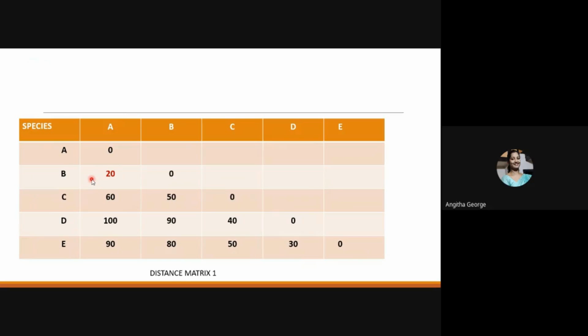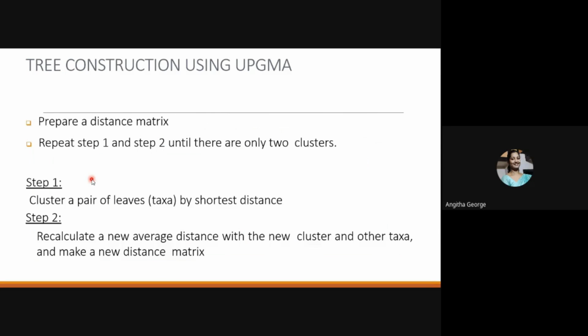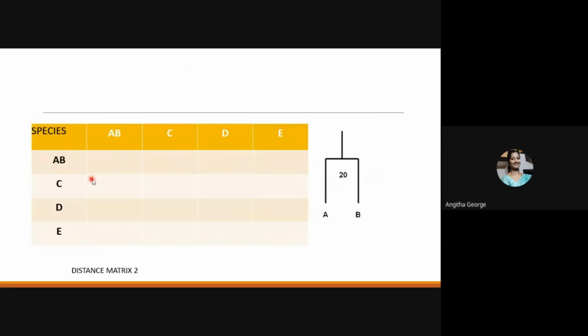Clear? Then what is step 2? In step 1, we found the smallest distance. In step 2, we recalculate a new average distance with the new cluster and other taxa, and come up with a new distance matrix. That means we group the species A and B together, and the rest remain in the other columns. While grouping A and B, part of the phylogenetic tree can be constructed. It's only part. I group A and B, and the distance is 20. Thus I can construct this as part of the phylogenetic tree.